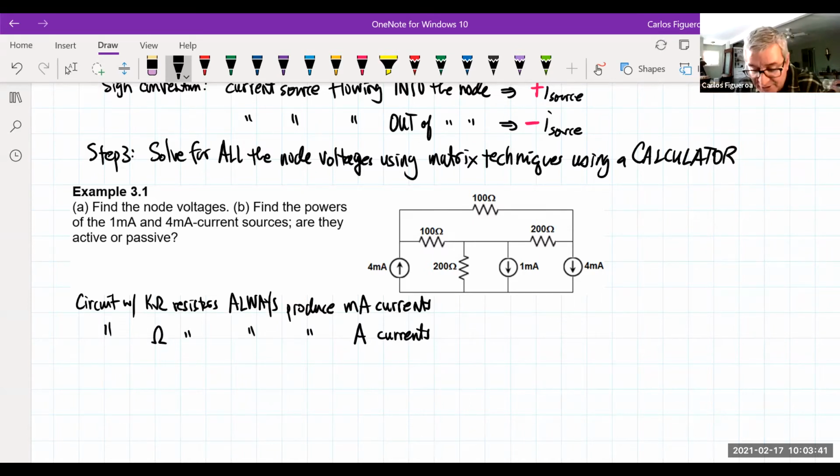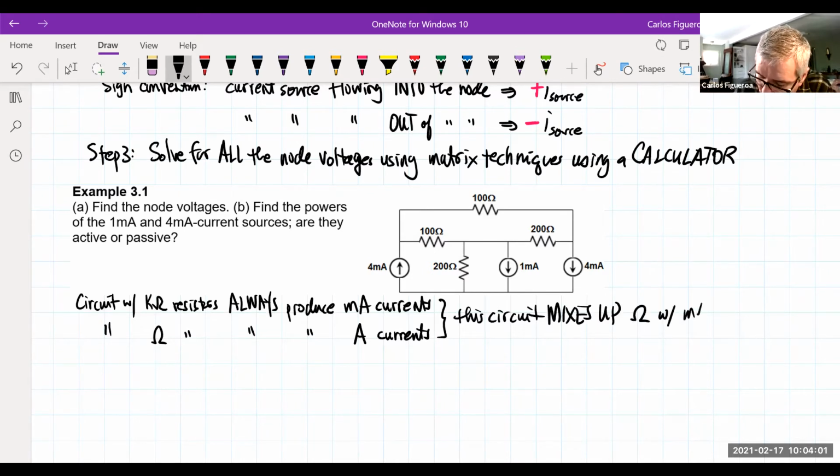So the first thing that you want to look at is this circuit here. See how the sources are milliamps? So what you're seeing here is that this circuit mixes up ohms with milliamp sources. So it becomes very, very painful to deal with this circuit here. So here's the trick here now.